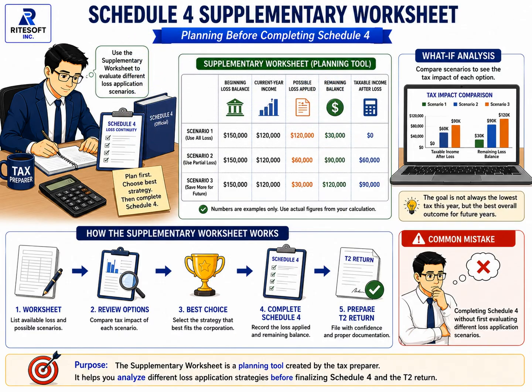A typical planning process is straightforward. First, record the available loss balance. Next, review the corporation's current taxable income. Then evaluate several possible loss application scenarios. Compare the tax results of each option. Select the strategy that best fits the corporation's overall tax situation. Only after that planning process is complete should the final Schedule 4 and T2 return be prepared.